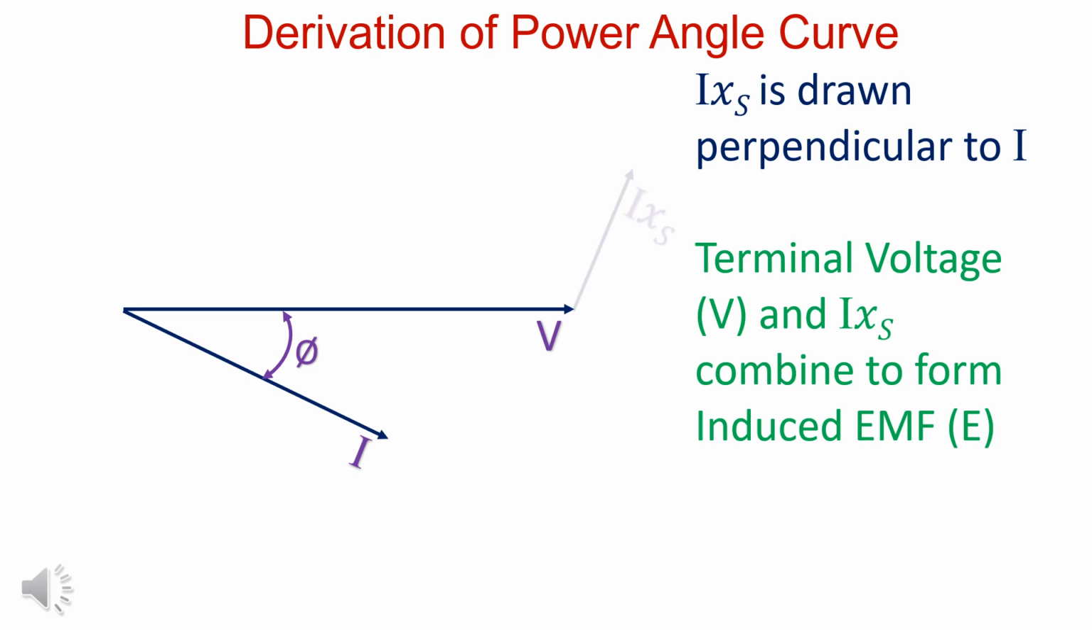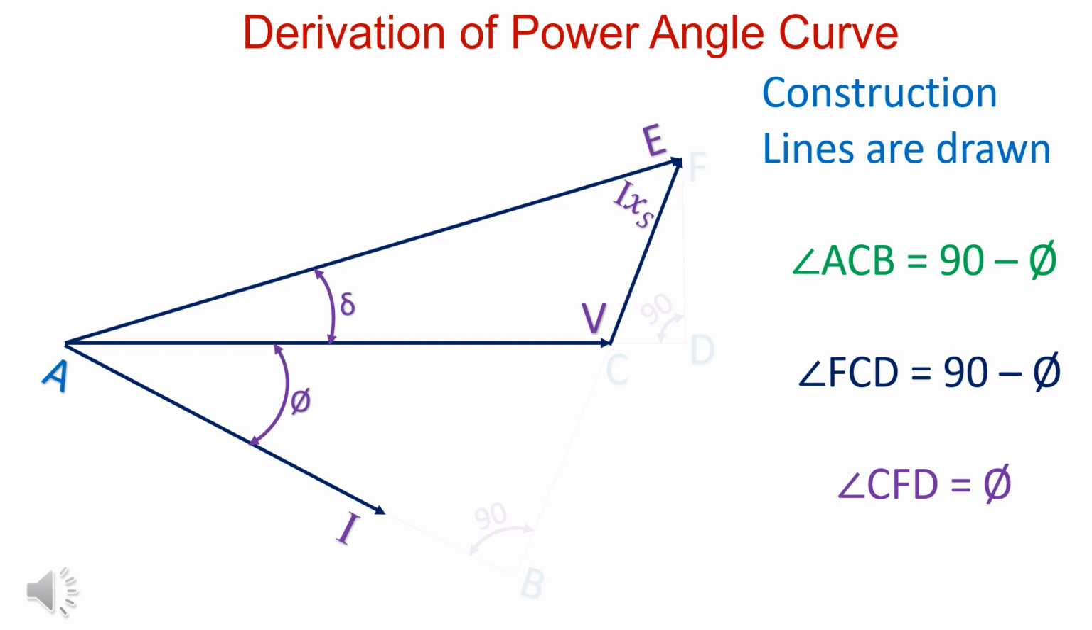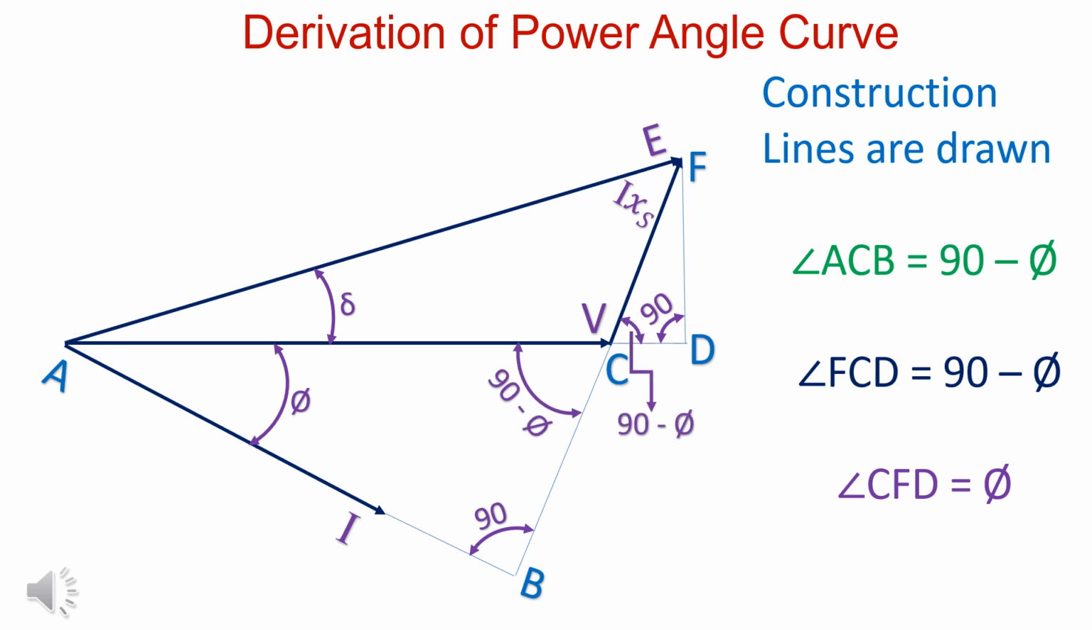I-axis is drawn perpendicular to I. Phasor addition of V and I-axis is done to obtain induced EMF E. Construction lines are drawn. Angle ACB is equal to 90 minus phi. Angle FCD equals 90 minus phi. Thus angle CFD is equal to phi.